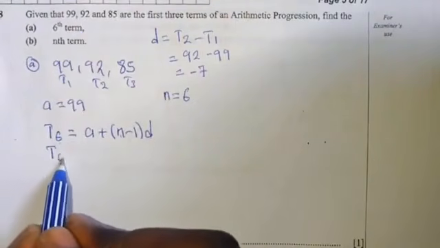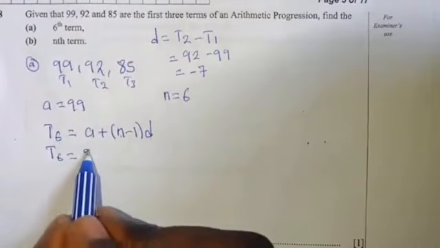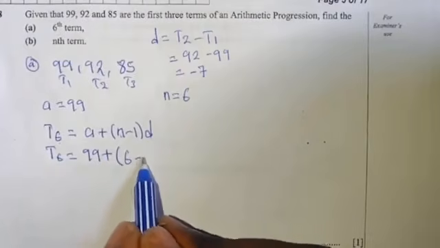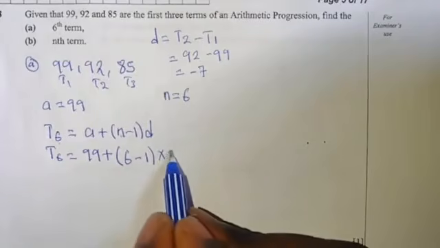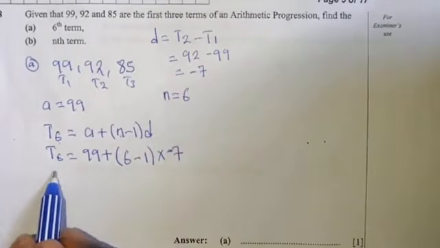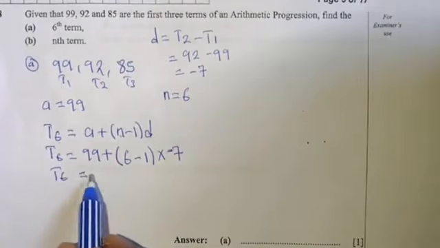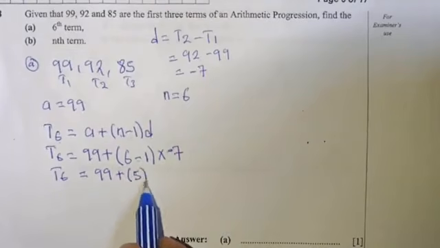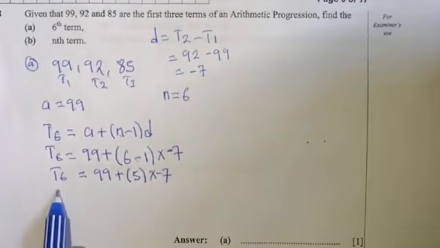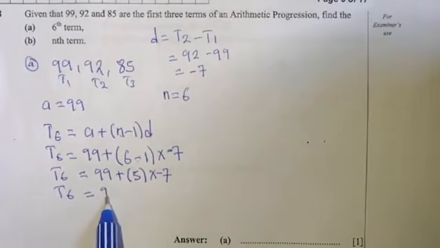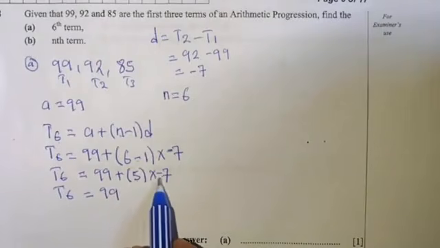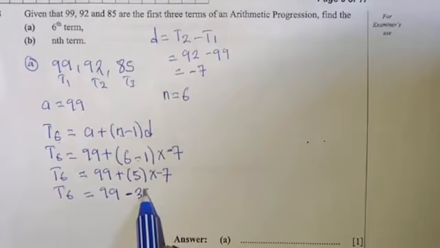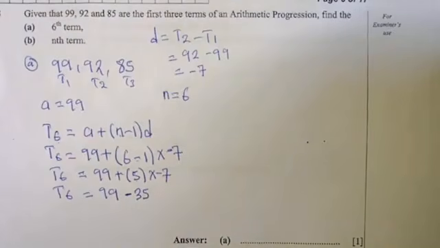So let's just substitute. Term 6 equal to, where there is A, we'll put the first term, 99, plus, open bracket, n is the number of the term, which is 6, minus 1, times the common difference, negative 7. Then from here we can say term 6 equal to 99 plus 6 minus 1, which is 5, times negative 7. So term 6 is equal to 99, then 5 times negative 7 will give us negative 35.